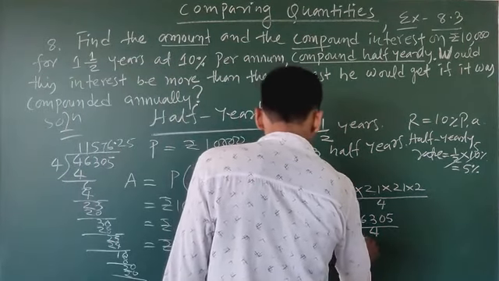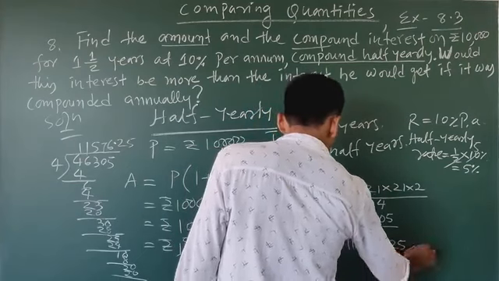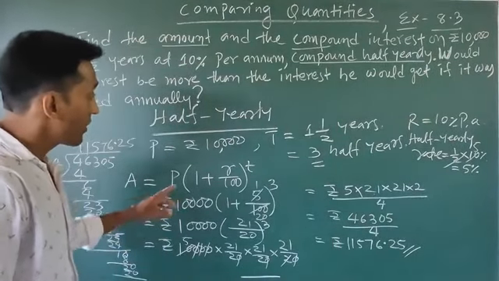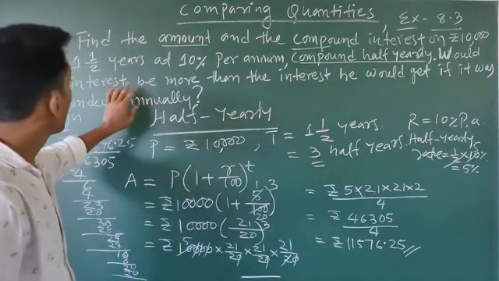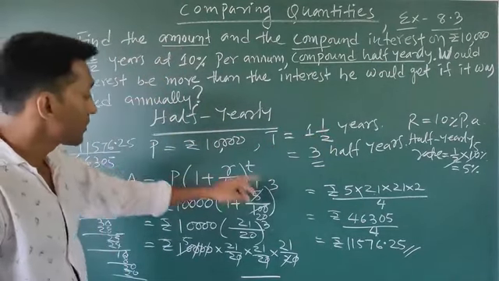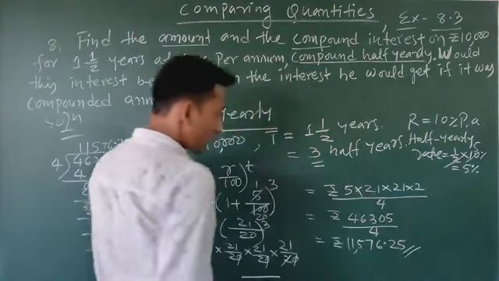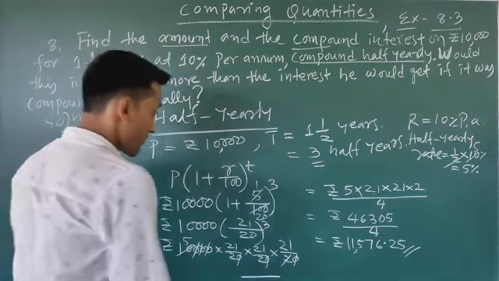Rupees 11,576.25. This is the amount after 1.5 years. How much given? The amount 11,576.25. Now we find compound interest.